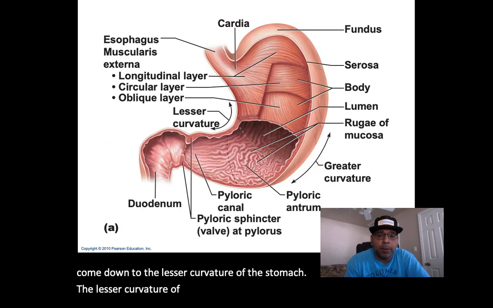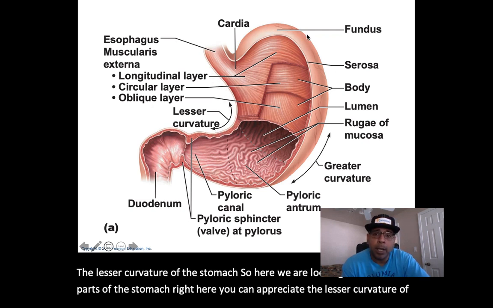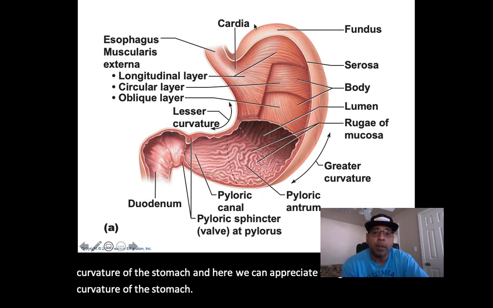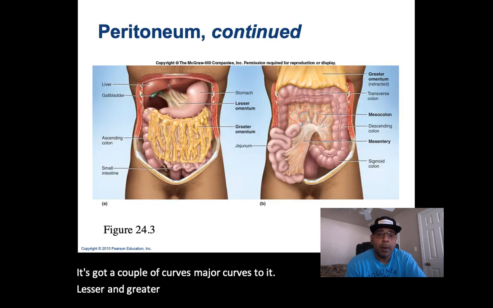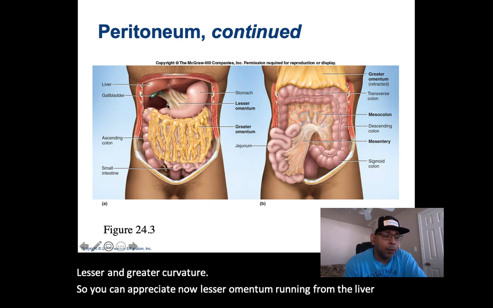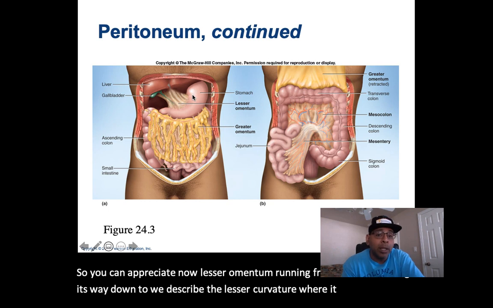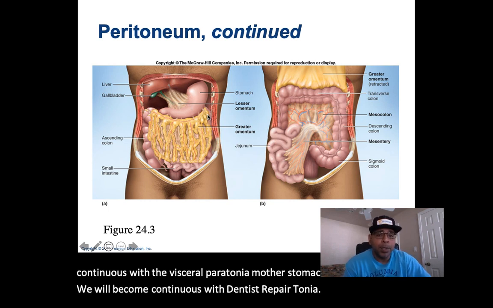So when we're looking at the different parts of the stomach, right here you can appreciate the lesser curvature of the stomach, and here we can appreciate the greater curvature of the stomach. It's got a couple of major curves to it. Lesser and greater curvature. So you can appreciate lesser omenta running from the liver, making its way down to the lesser curvature, where it becomes continuous with the visceral peritoneum of the stomach. And then here we can appreciate that greater omenta.